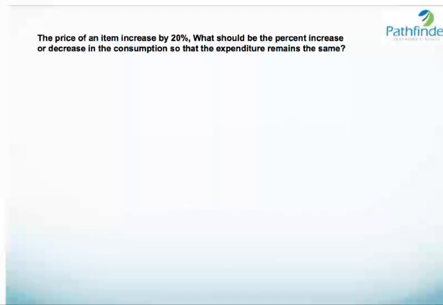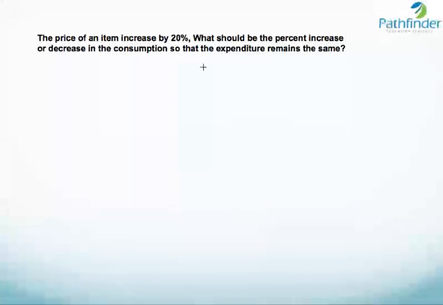Let us see a question based on this particular concept. Let us solve it first by a basic method and then by our advanced method. So, what does the question tell you? The price of an item increased by 20%. By what percent should the consumption increase or decrease so that expenditure remains the same? This question is identical to the previous question.